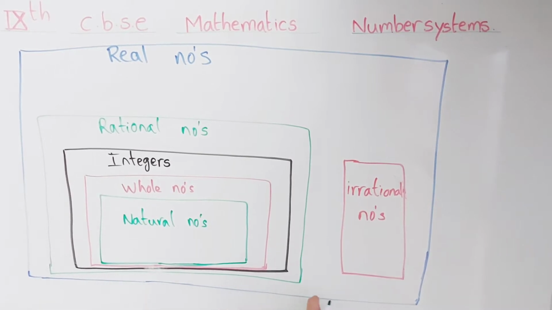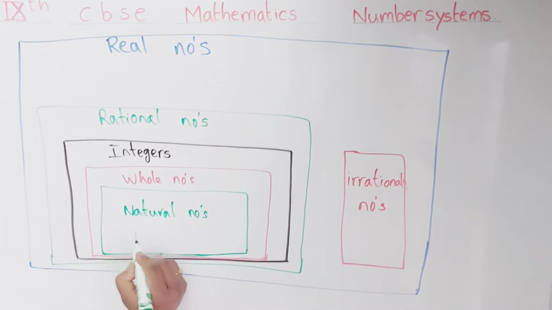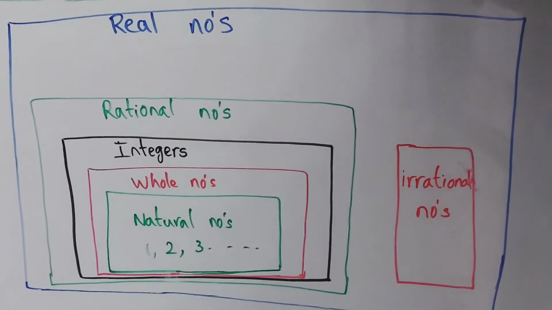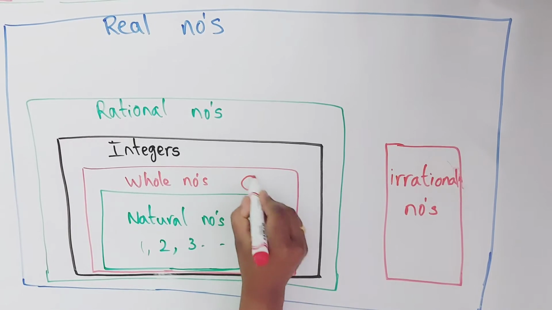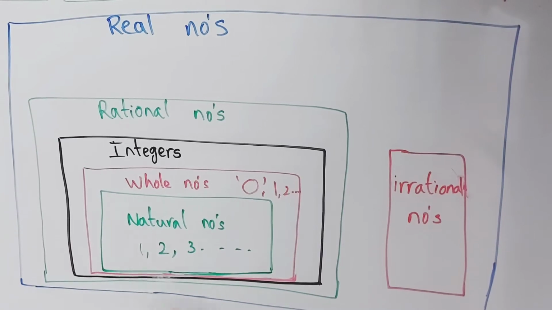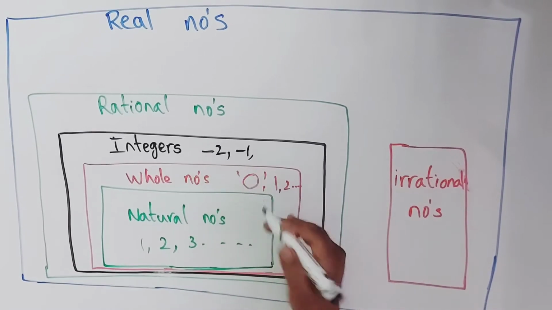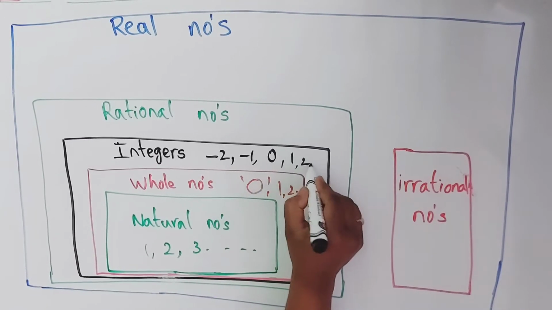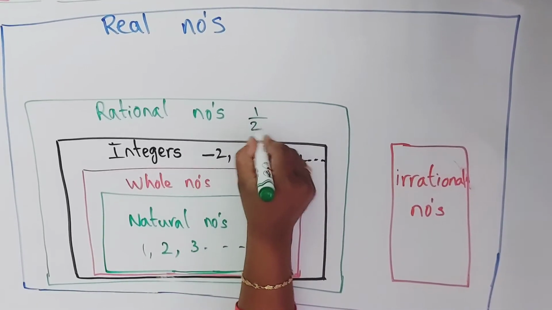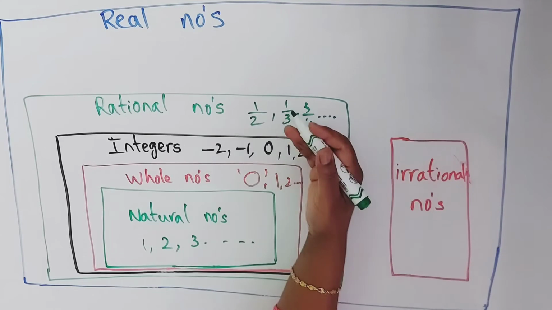Let us start the same concept with picture representation, children. First see this box, natural numbers: 1, 2, 3 and so on. If I add 0, then whole numbers: 0, 1, 2, 3 and so on. Now integers: we have to add negative numbers also, like -2, -1, and whole numbers also, 0, 1, 2 and so on. And rational numbers, which are in the form of p by q, that means 1/2, 1/3, 3/4 and so on, and all integers come under rational numbers.